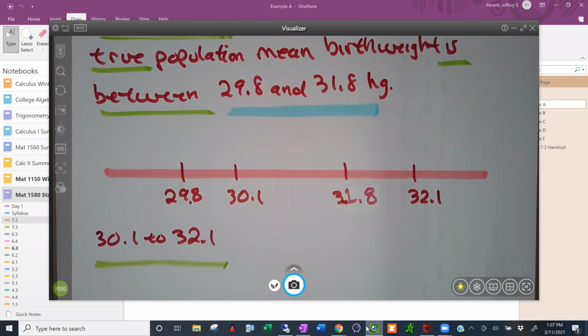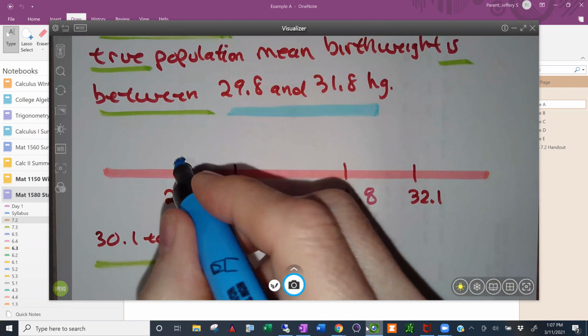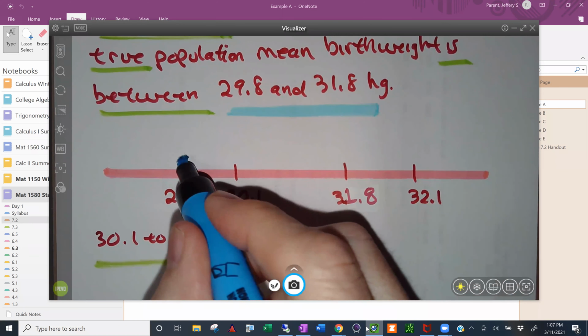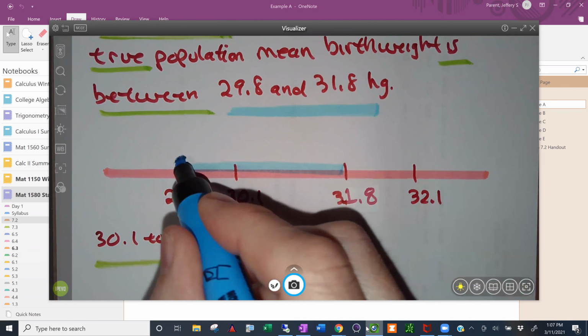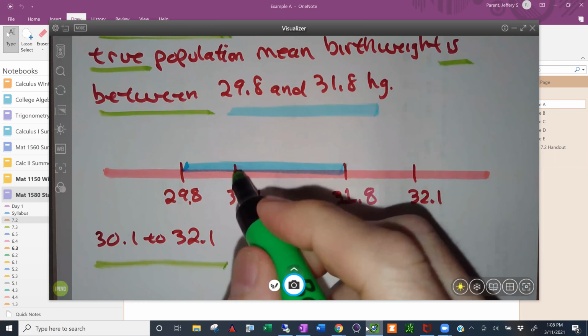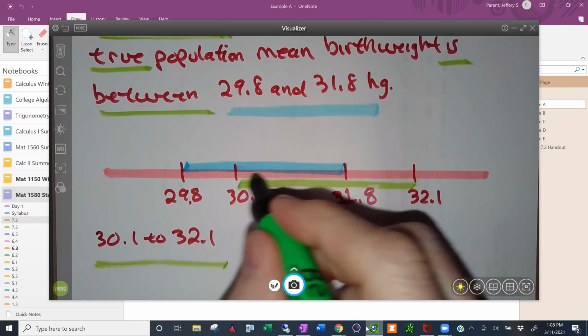So we'll start with the first one, the one that we got. That said that, you know what, we're not sure where the population mean is, that is that parameter. But we're pretty sure it's somewhere here. That's where we think it is. And the second confidence interval, the one that comes from the book, says, you know what, we think it's somewhere between here.